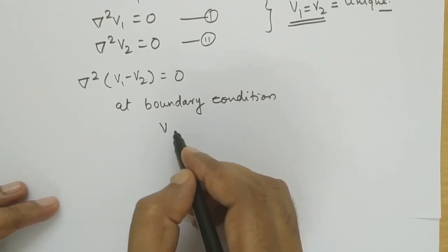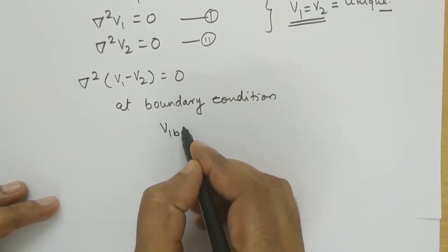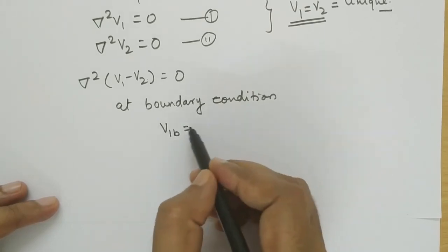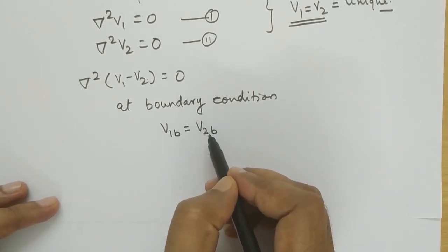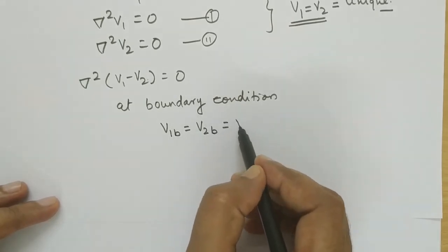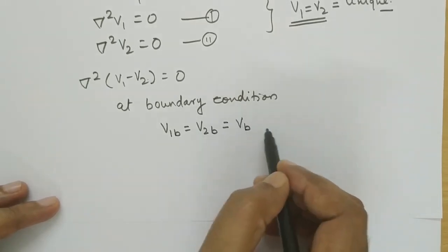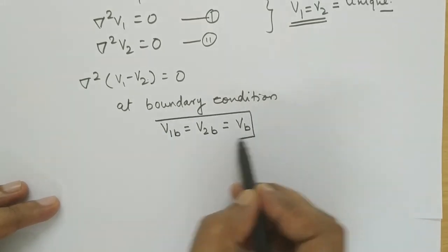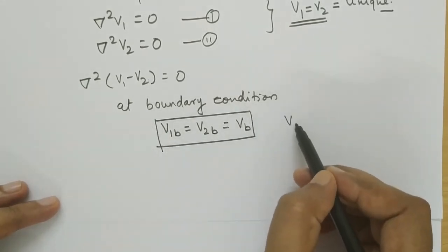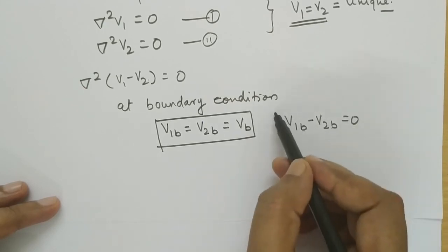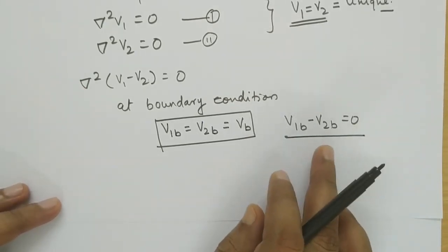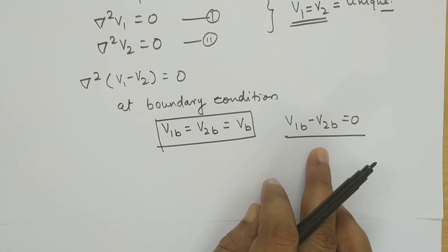So if I say V1b is the potential at the boundary, it must be equal to V2b for the second solution, and let's say the overall value is Vb, which is common for both. So the difference V1b minus V2b must be equal to 0. This we are going to use in future.